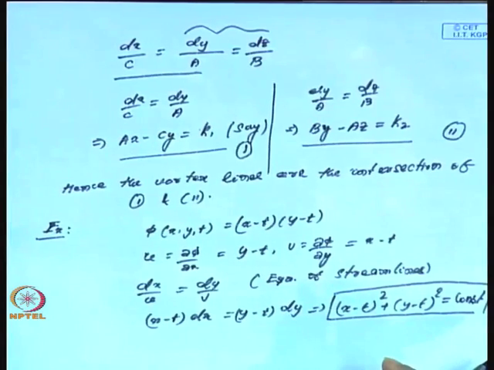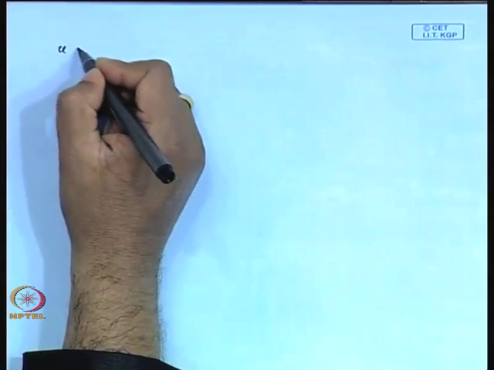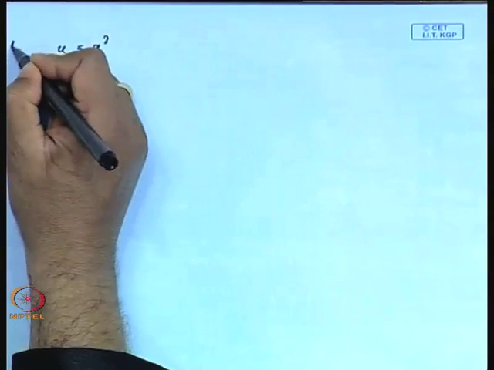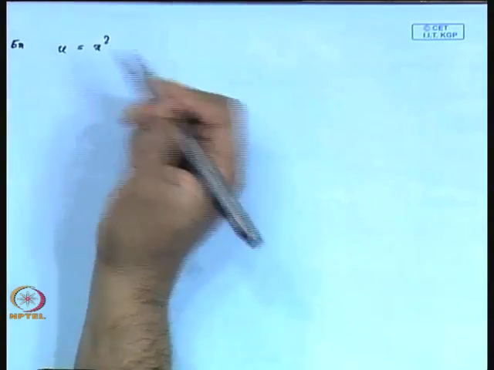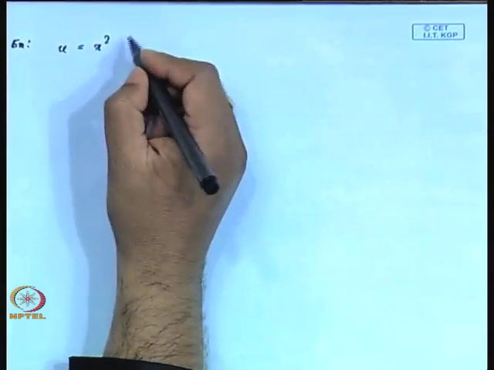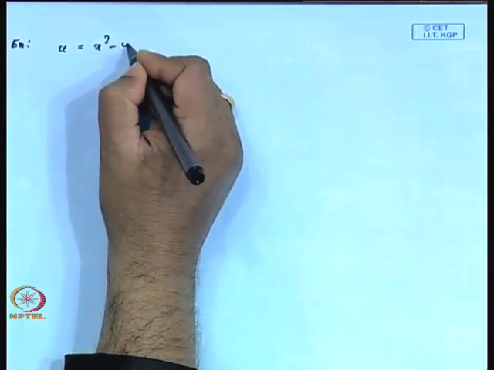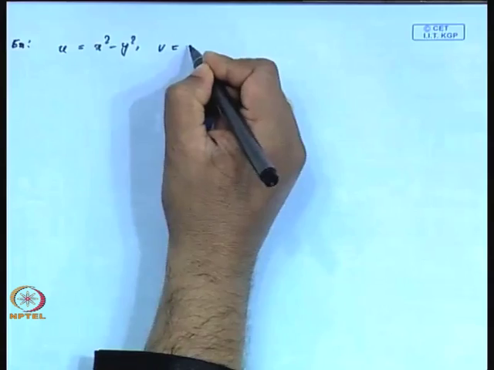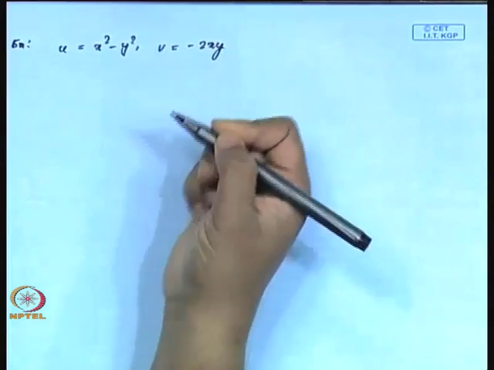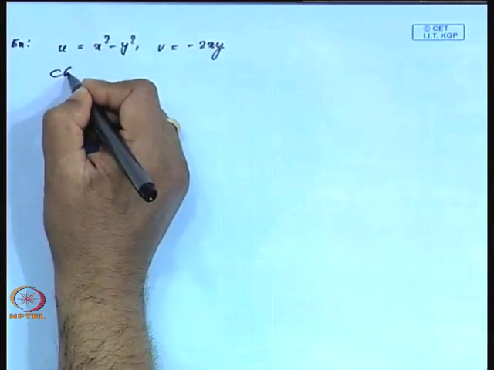Now, with this understanding, I will go to one more example to understand the flow characteristics. Let me just say that suppose we have been given the velocity vector with component u equal to x square minus y square, and v equal to minus 2xy. The question is to characterize the flow.